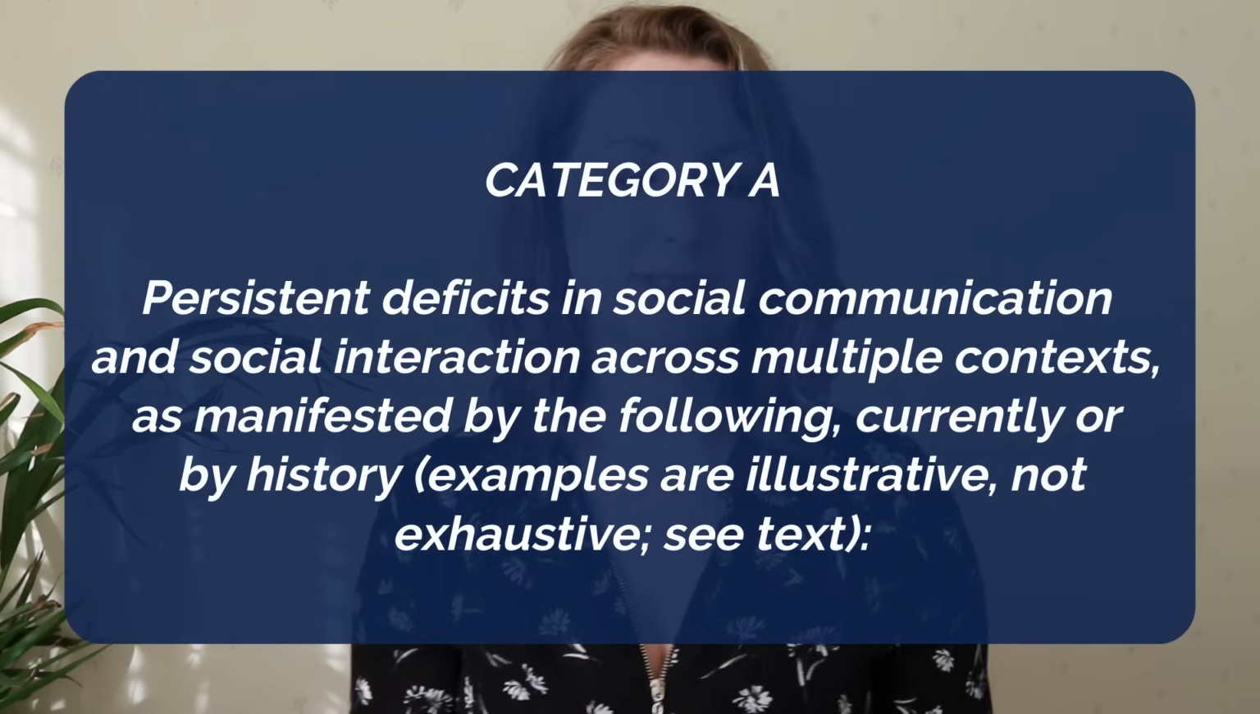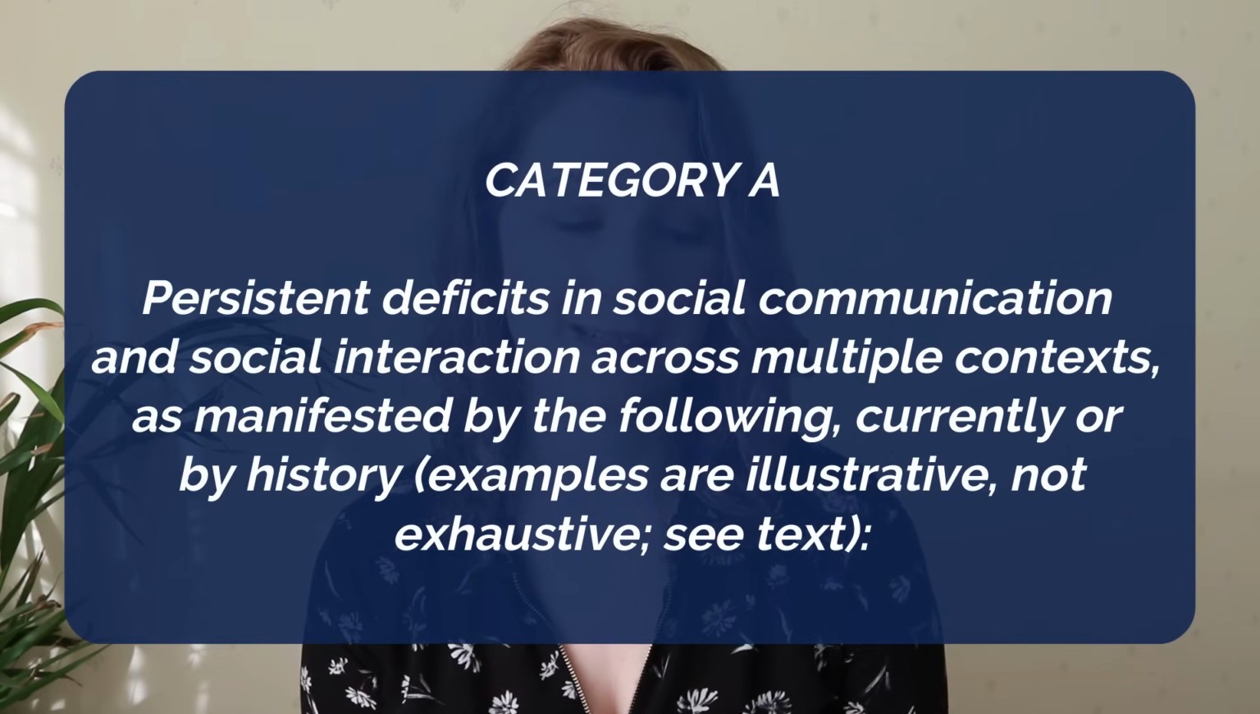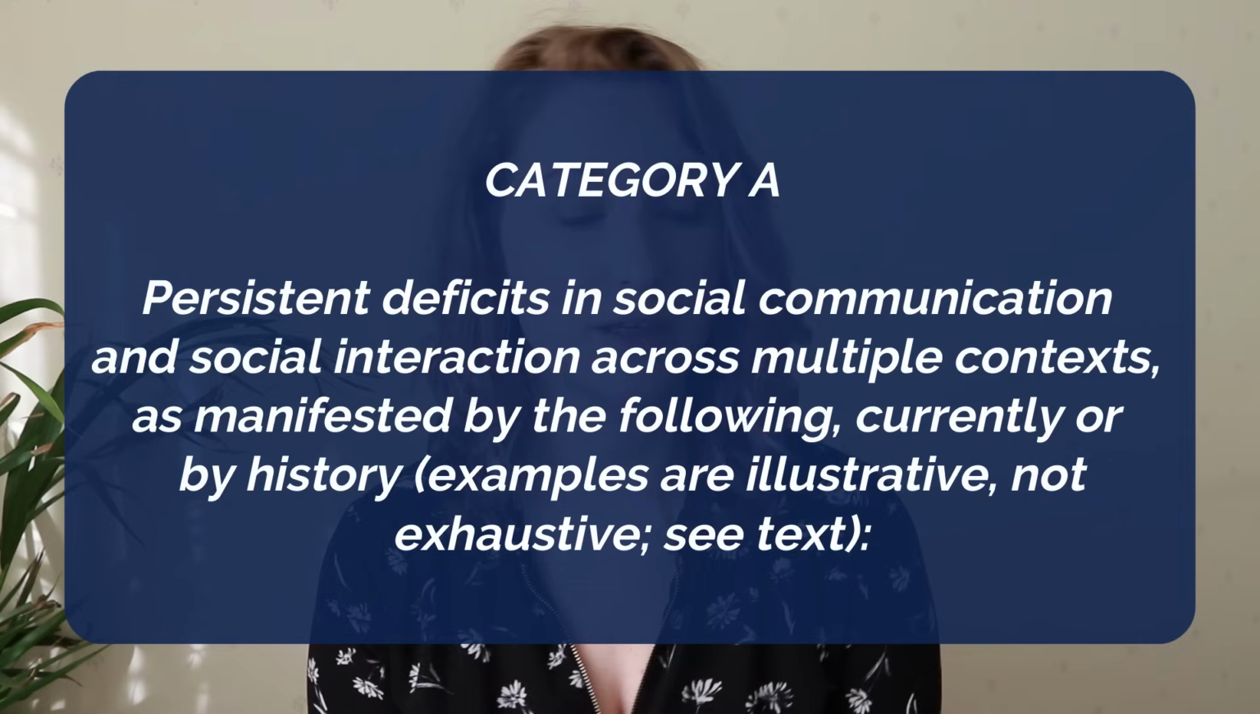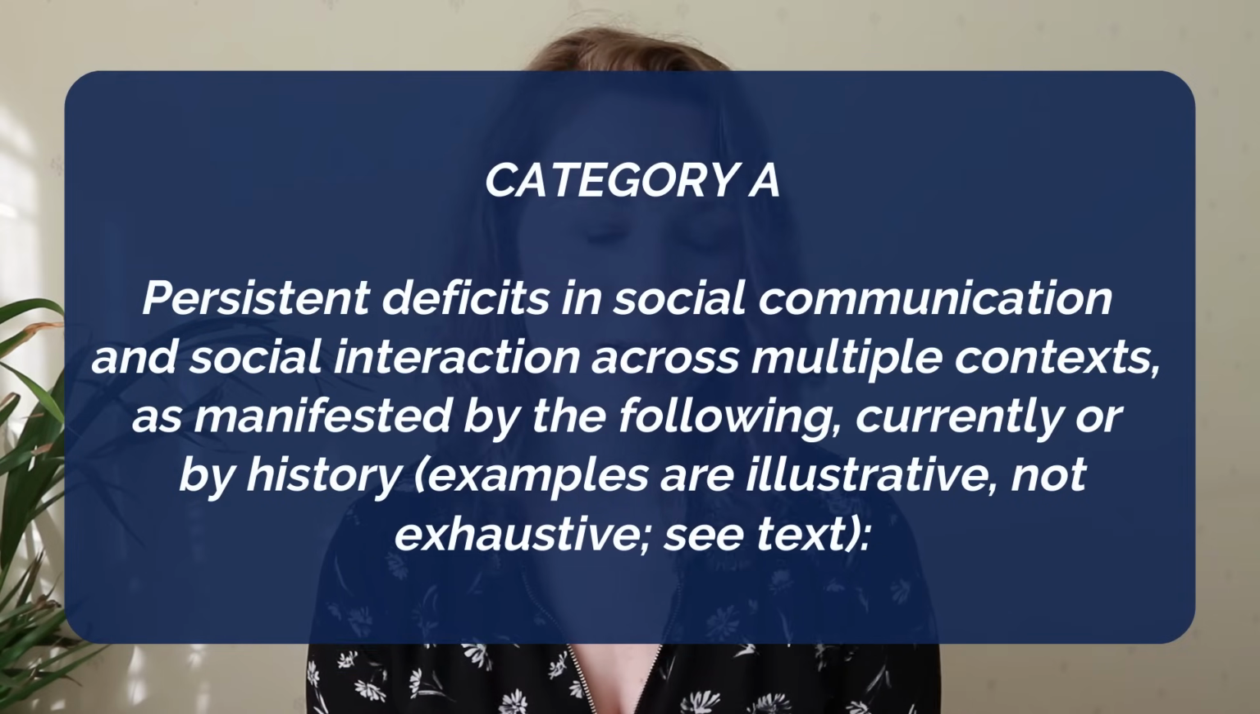Right, so let's start with category A. Persistent deficits in social communication and social interaction across multiple contexts, as manifested by the following, currently or by history. Examples are illustrative, not exhaustive, see text. Oh my god, these sentences, they're so much fun.